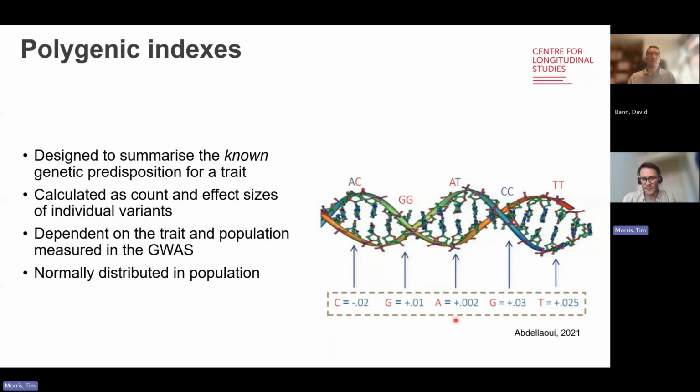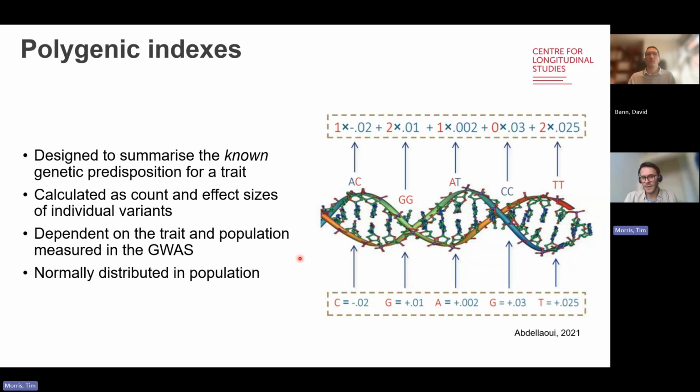Now this hypothetical person has one count of the C, the effect allele as we call it, at this first site. They have two counts of G at the second, and one count of the effect allele A at the third site. While all of these individual SNP effects are tiny, we can summarize them. At the first site, they have one copy multiplied by negative 0.02, the effect estimate. At the second site, they have two copies of G, so 2 multiplied by this effect size of 0.01. And we sum up all these numbers. For this hypothetical section of DNA, we get a polygenic index with a value of 0.052.